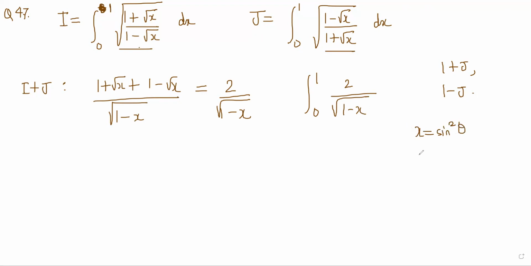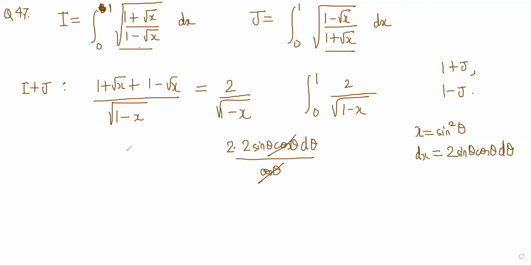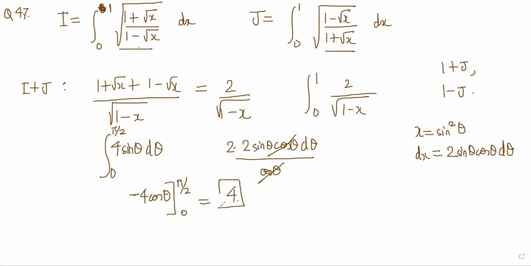What you will get is dx is equal to 2 sine theta cos theta d theta, and you will get 2 into 2 sine theta cos theta d theta divided by root over 1 minus sine square theta, which is cos theta. This cancels and you have 4 sine theta d theta. Now what are the limits for theta? When x is 1, theta should be pi by 2. When x is 0, it should be 0. So this will come out to be minus 4 cos theta from pi by 2 to 0. So that will be 4, right? So I plus J turns out to be 4.